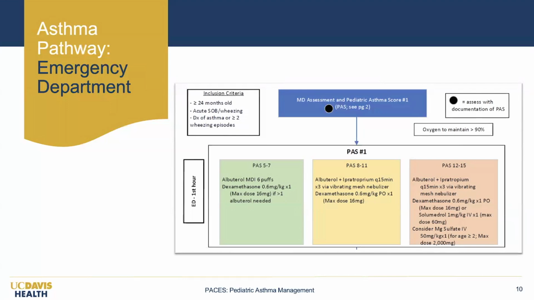For our patients who are moderate or severe, we're treating them with more albuterol. So we're using albuterol plus ipratropium, and we're giving those 3 back-to-back treatments. It says every 15 minutes, but really we're just putting them in one right after the other, assessing them between treatments to make sure that they haven't completely resolved.